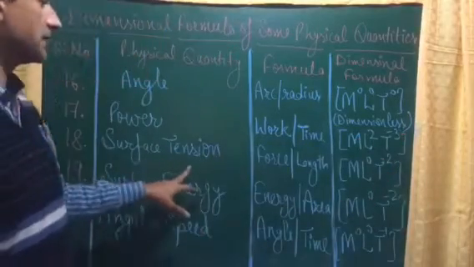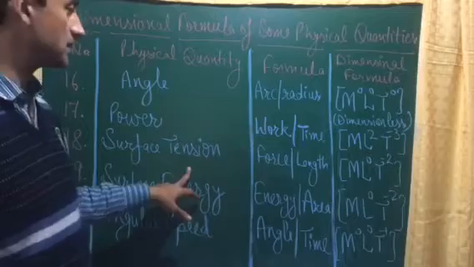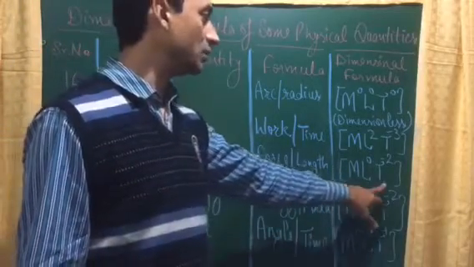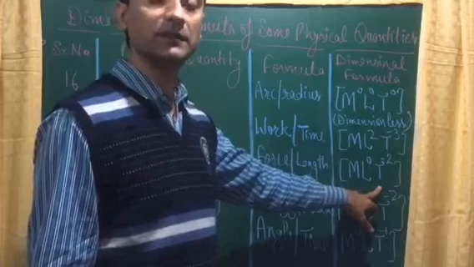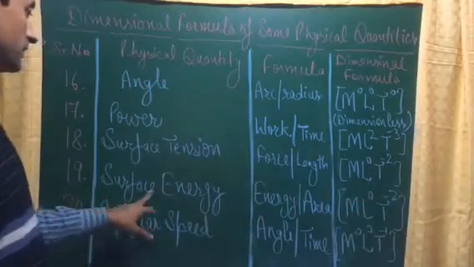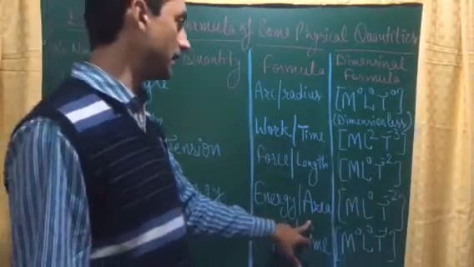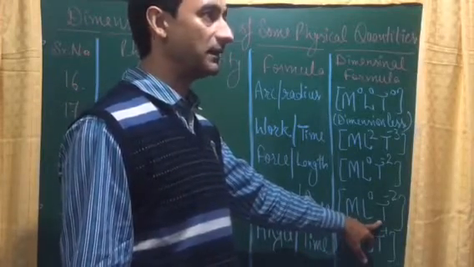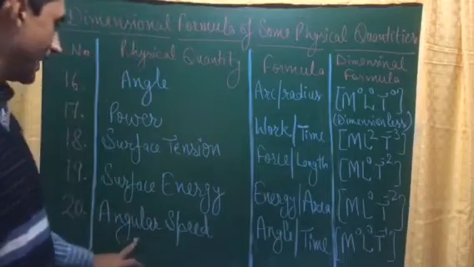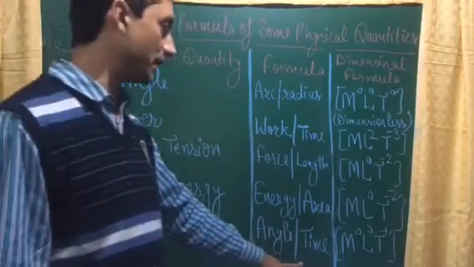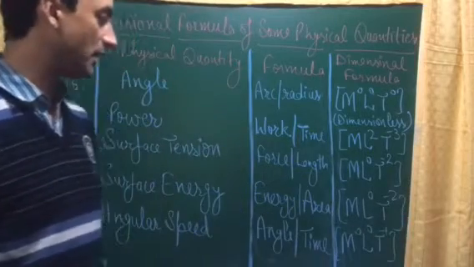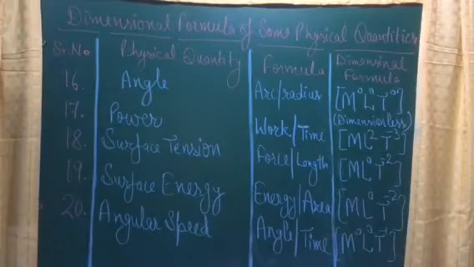Next is surface tension. The formula for surface tension is force upon length, M L0 T raised to power minus 2. Next is surface energy. Energy upon area, M L0 T raised to power minus 2. Next is angular speed. Angle upon time, M raised to power 0 L raised to power 0 T raised to power minus 1.